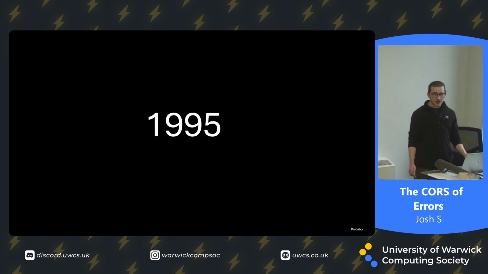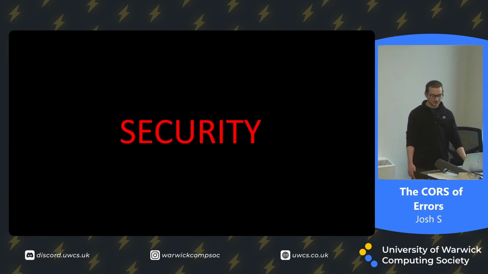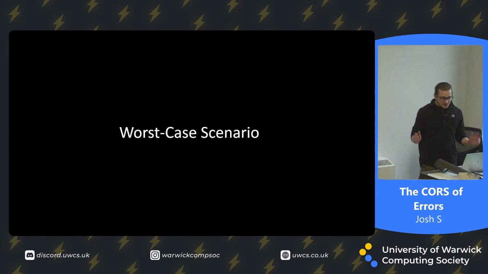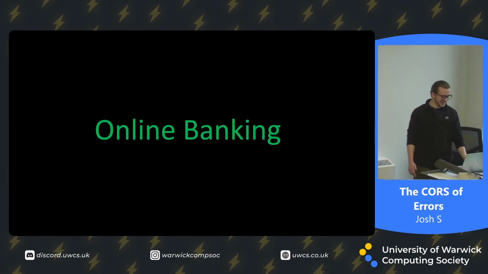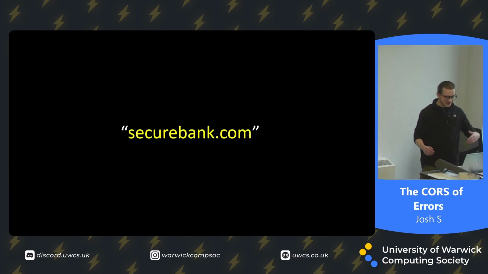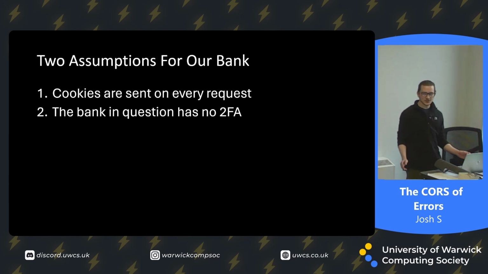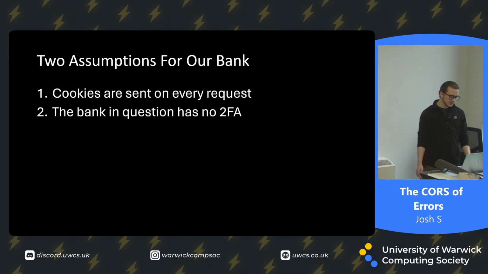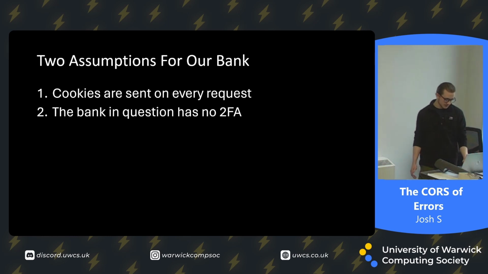Now, the year is 1995, probably, and the web is gaining popularity. Thousands of new sites are being added each day, but there's a problem: security. And we're going to consider security from a worst-case scenario. Online banking. So, there's this bank that we use called securebank.com. And it works on two assumptions. Cookies are sent on every request, and the bank has no two-factor authentication. That just makes things simple for us.